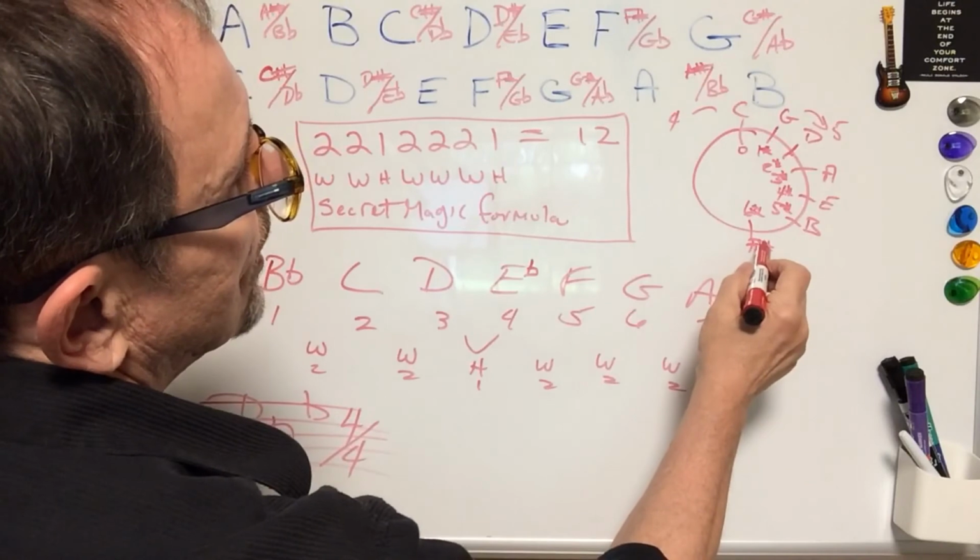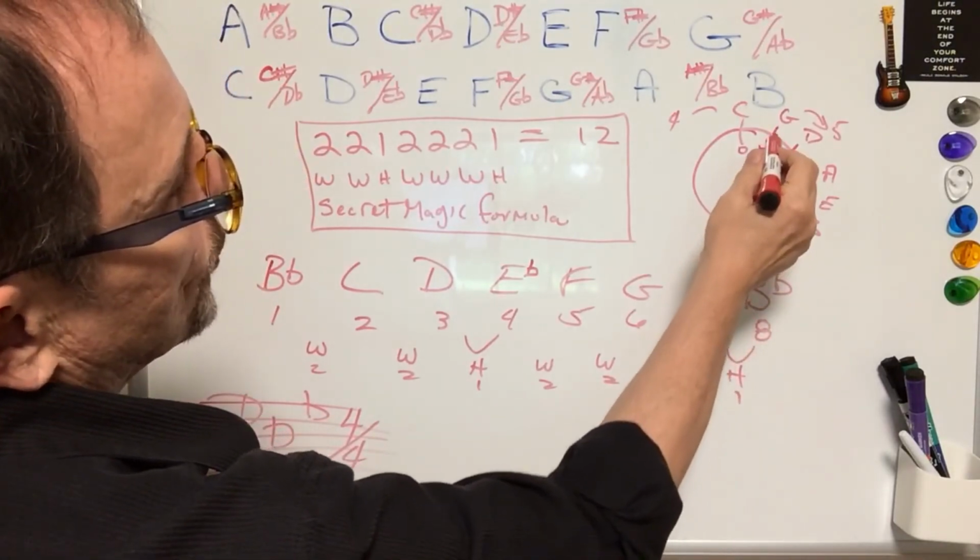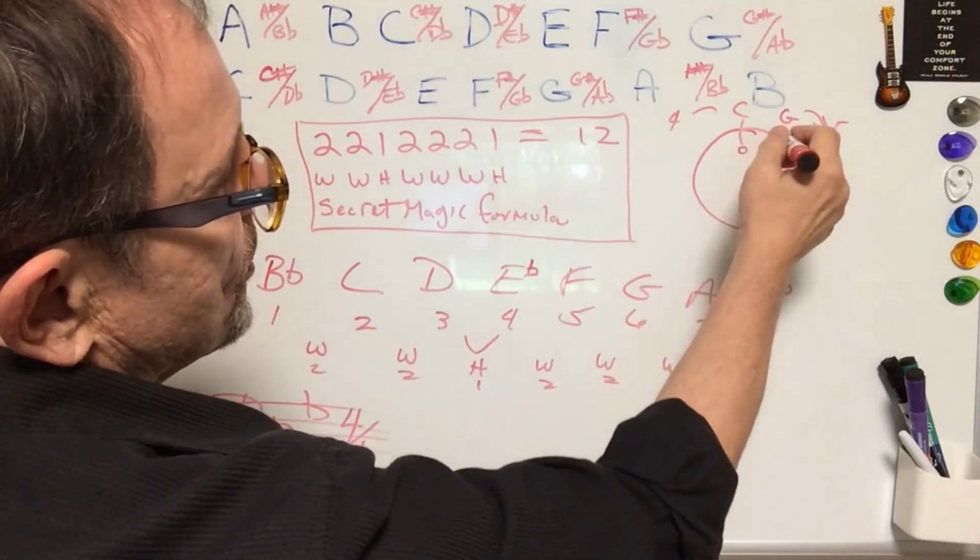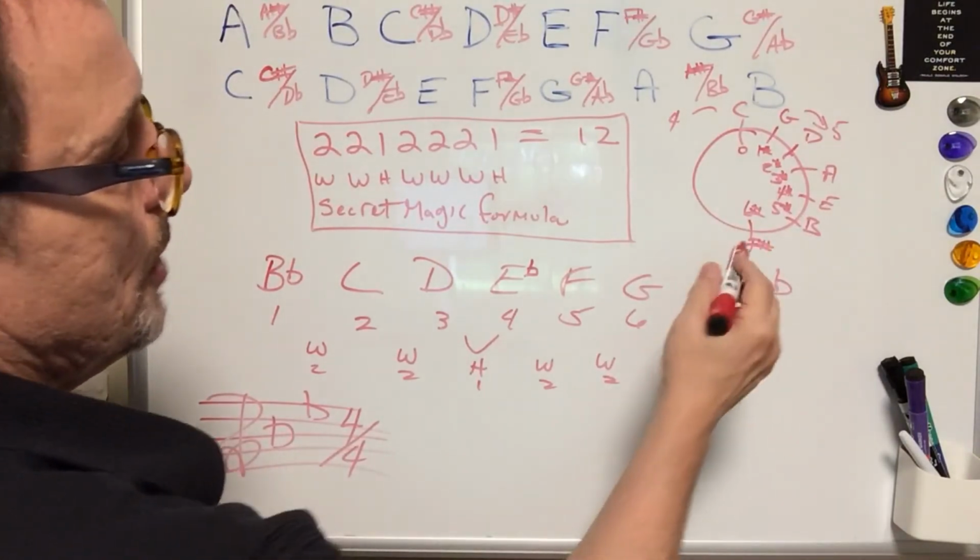Why did I say F sharp? Well, we sharped F in the first one that we started with over here. F sharp was the first sharp we had when we did G. So it's going to be F sharp.